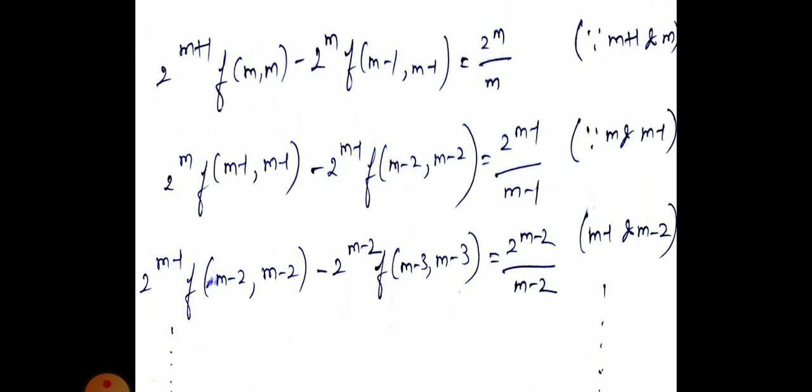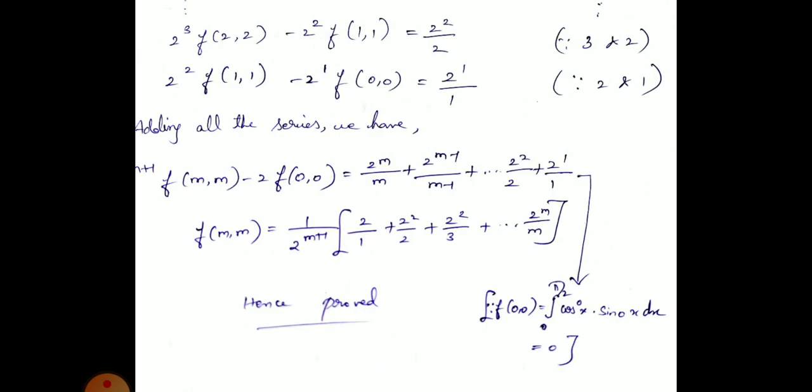Likewise it will move on up to the last term. The previous term of the last term is 3 into 2. So 2 power 3 into f of 2 comma 2 minus 2 squared into f of 1 comma 1, which is equal to 2 squared by 2. Next we apply 2 into 1. So 2 squared into f of 1 comma 1 minus 2 power 1 into f of 0 comma 0, which is equal to 2 power 1 by 1.